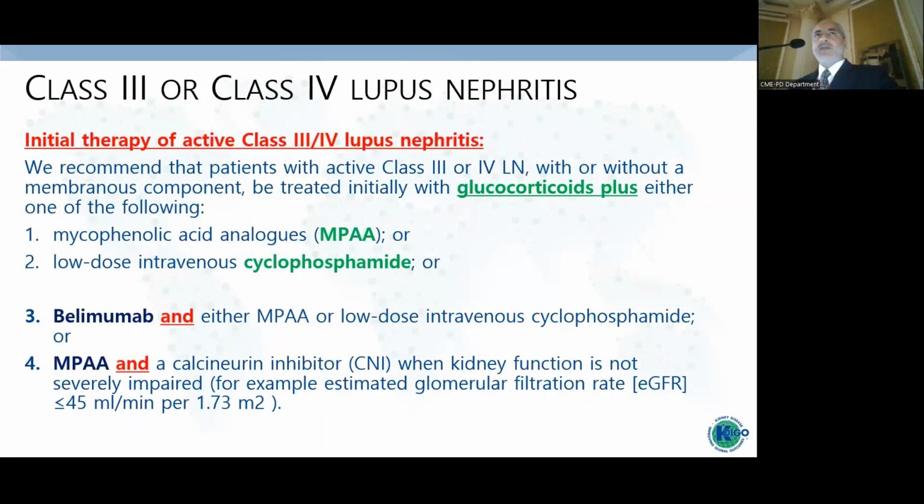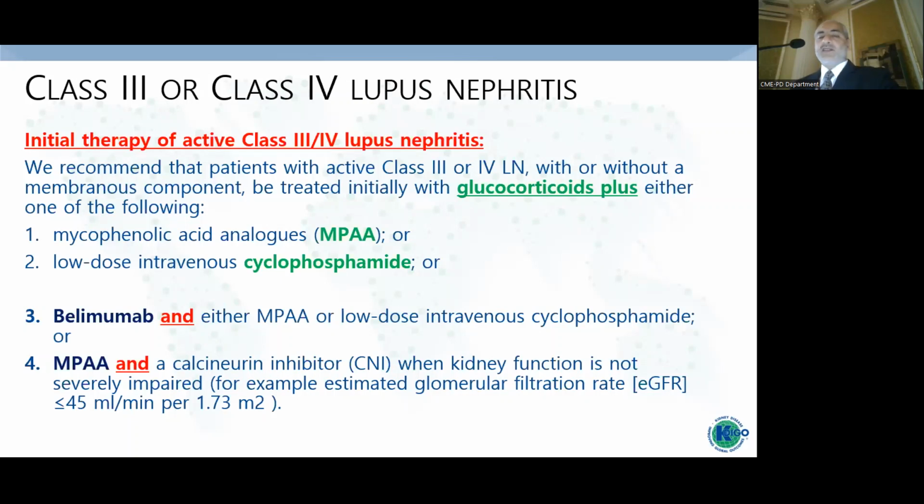This is the aggressive type, and it should be treated properly early in the course of the disease, using combined treatment with oral steroids plus other immunosuppressives. Glucocorticoids are started by pulse steroids, followed by long-term maintenance of oral steroids, together with immunosuppression either by mycophenolic acid analogs or intravenous cyclophosphamide in low doses for a short period of time.